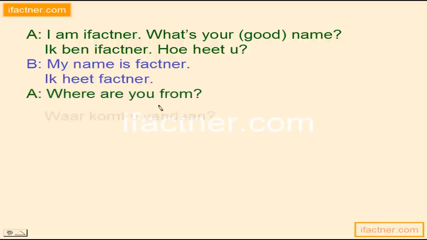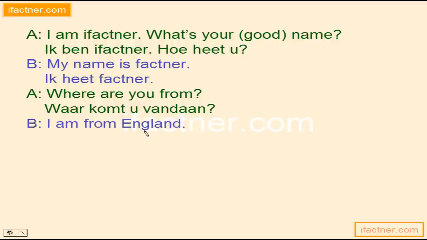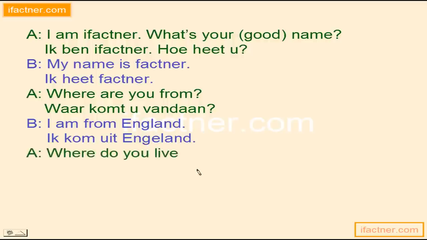Where are you from? Waar komt u vandaan? R, it's R. I am from England. Ik kom uit Engeland.